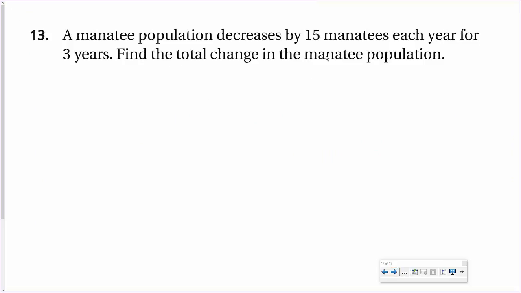So a manatee population decreases by 15 manatees each year for 3 years. Find the total change in manatee population. So again, my group is basically 3, right? Because it's 3 years. But it goes down by my group size of negative 15. So it's 3 times negative 15, which equals a negative number, and that would be negative 45.